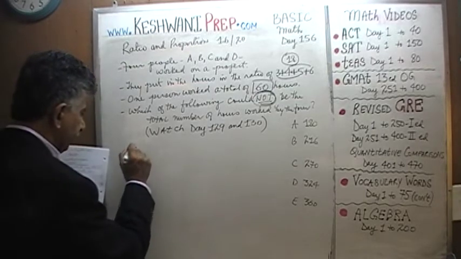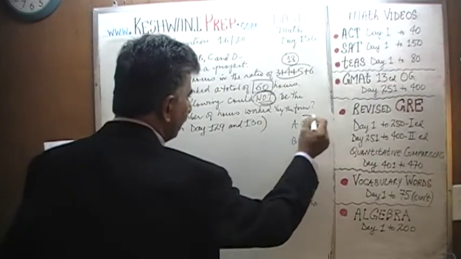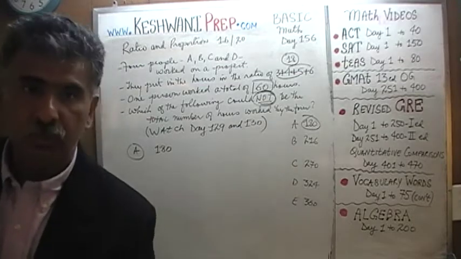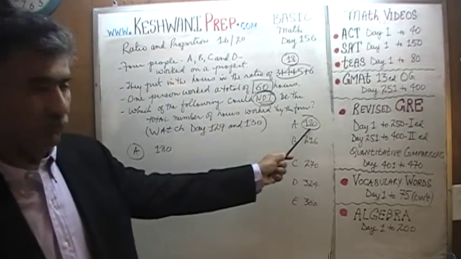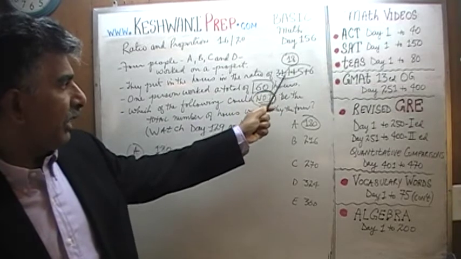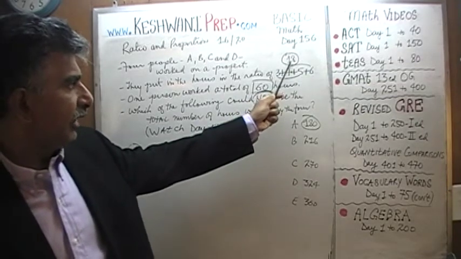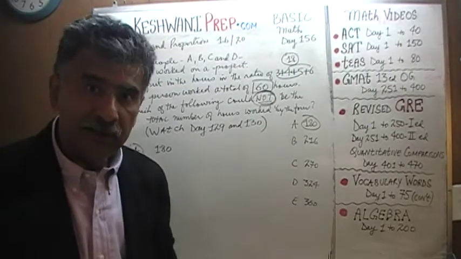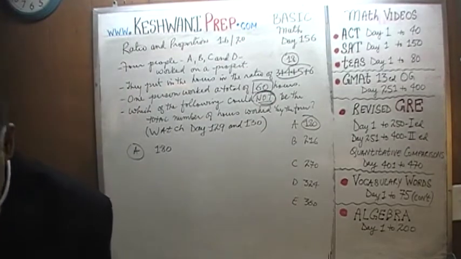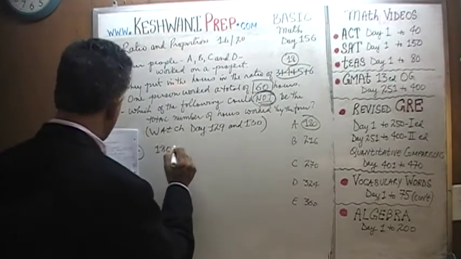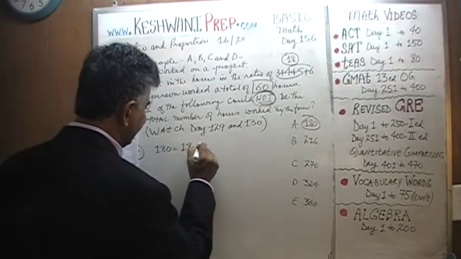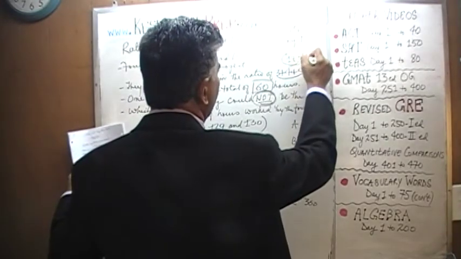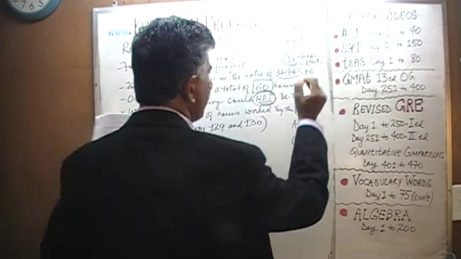The first answer choice that they give us, answer choice A, is 180. If it turns out that the total number of hours worked by these four people happens to be 180, and given that the total parts, when we add 3 to 4 to 5 to 6, add up to 18, then if they work 180 hours, each part is worth 10 hours, because 180 equals 18 times 10. 18 is the total number of parts, and each part is worth 10 hours.